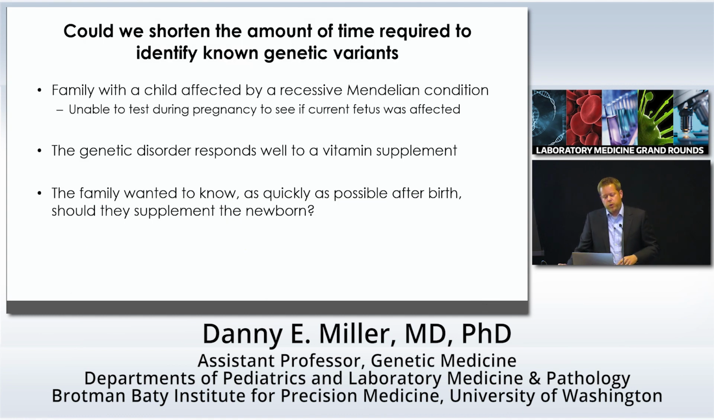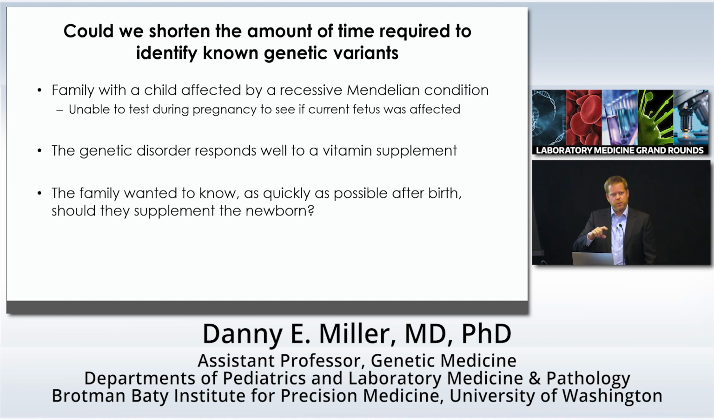So we had a family who was pregnant. They had a child who had a recessive Mendelian condition. They were pregnant with the genetic sibling of that child. These were adopted embryos. And what they wanted to know was, quickly after birth, is this new child affected by this genetic disorder? And they wanted to know this because the disorder the kiddo had responded really well to zinc. This is the example of the zinc deficiency that I showed you earlier.